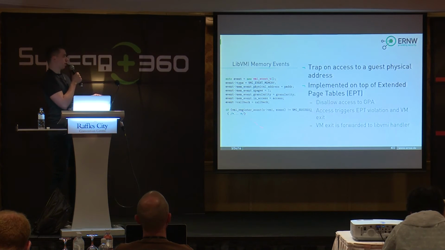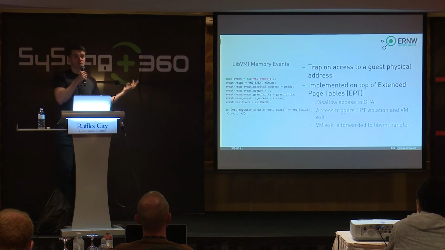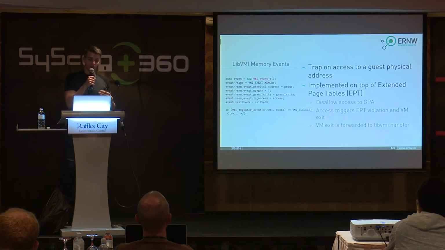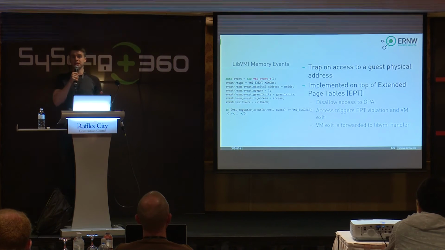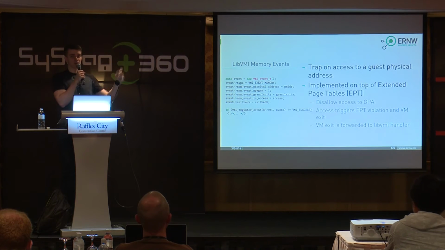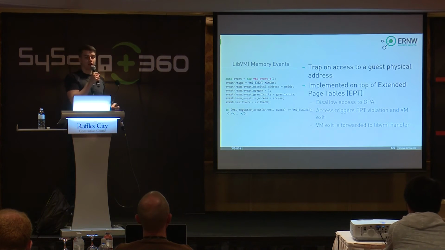So this is the code I write. I register an event for a certain memory address and register a callback function, which is just a pointer to a C function, and it gets called every time a virtual machine accesses this memory address. It's implemented by flipping the permissions of this EPT table entry, so the VM isn't allowed to access this certain physical address anymore. If it does so, it raises an EPT violation, which is then handled by libvmi, which calls my callback handler.